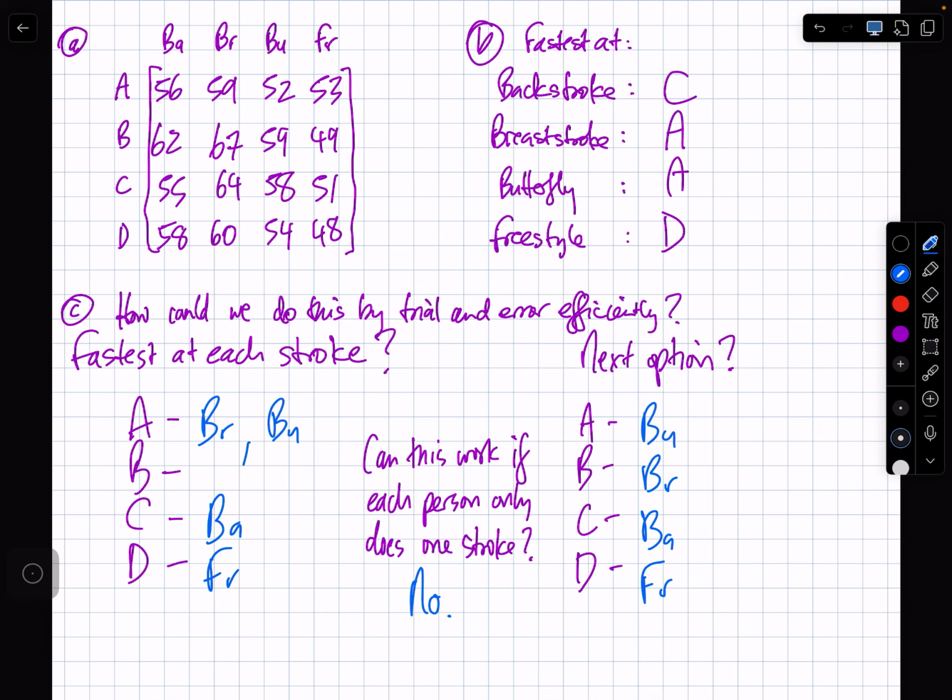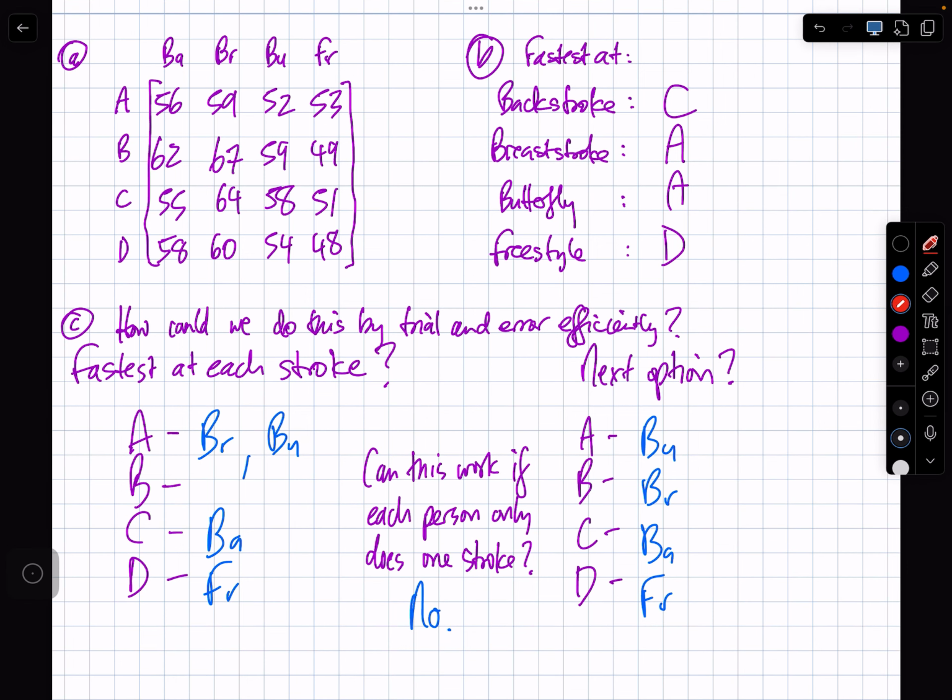What do you reckon is a better team that we could flip? Well, I was thinking that D could do freestyle. D, second fastest. Yeah. And then, isn't that what D's already doing? Oh, sorry, no. B can do freestyle. B does freestyle. And then D can do butterfly. And then A is going to do what instead? C's definitely doing backstroke. Yeah, and A does breaststroke instead. Is that going to be shorter?